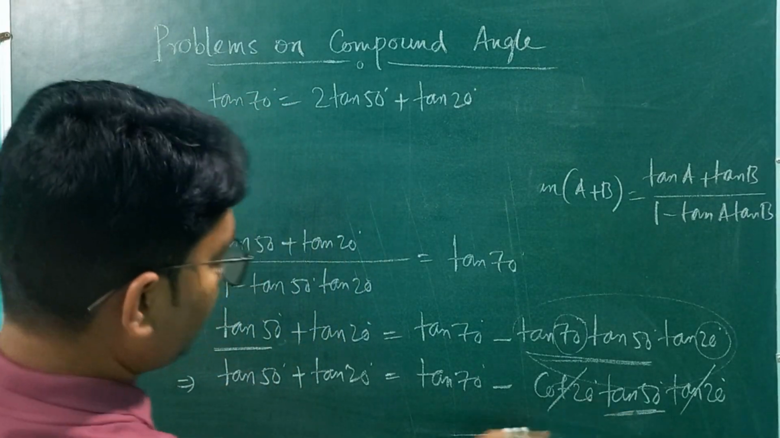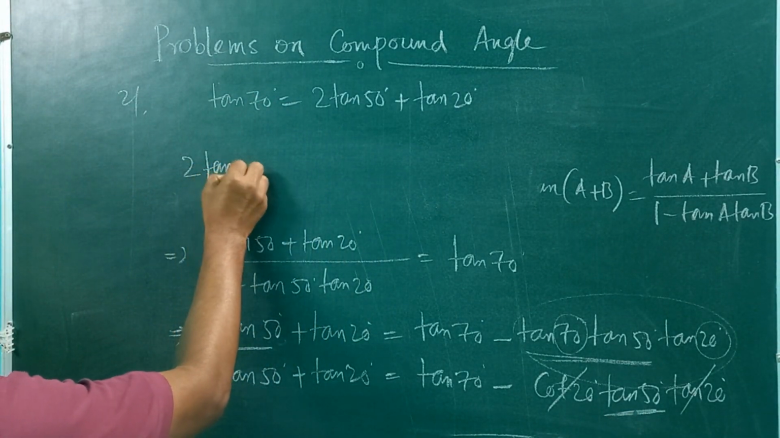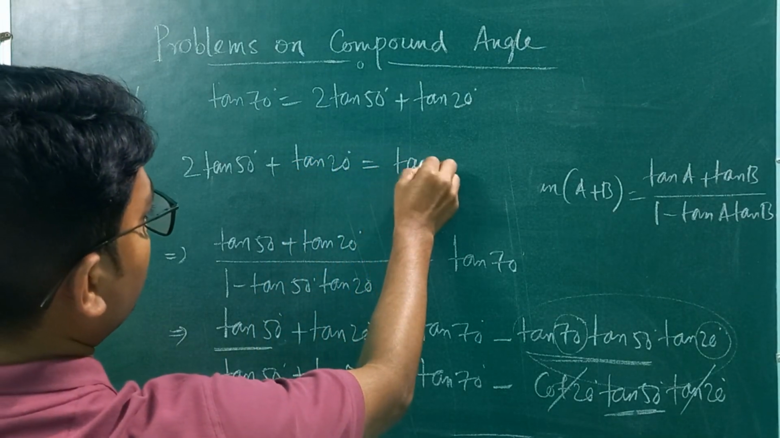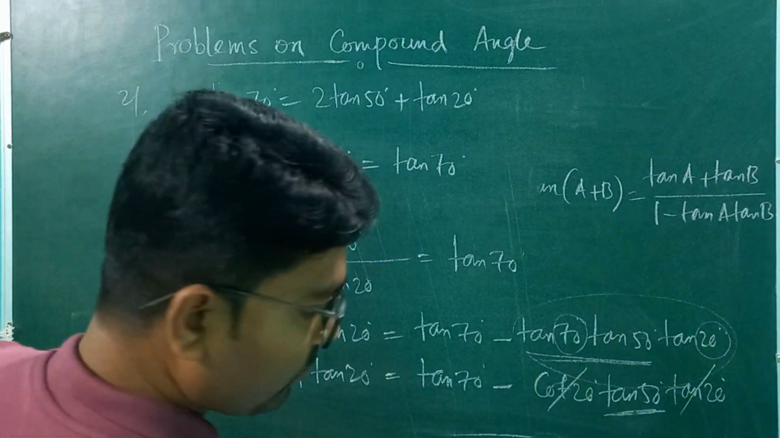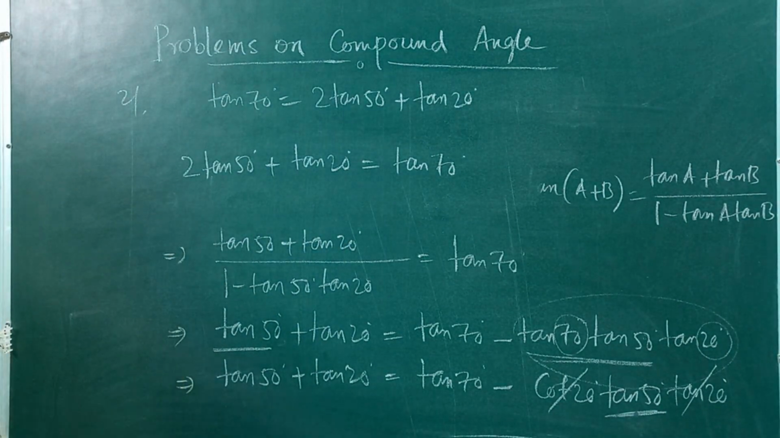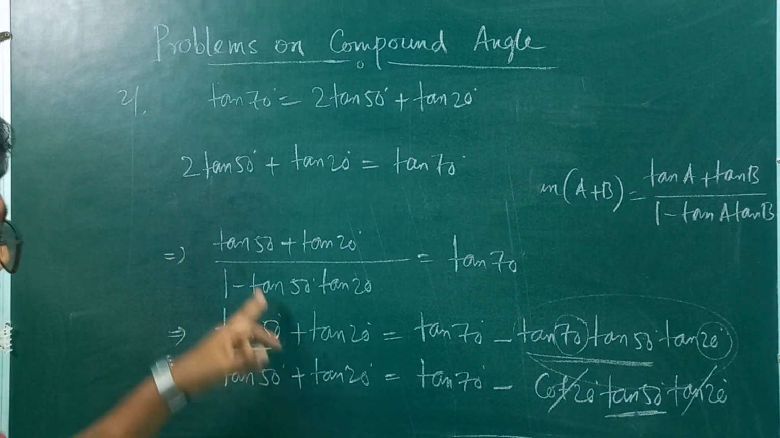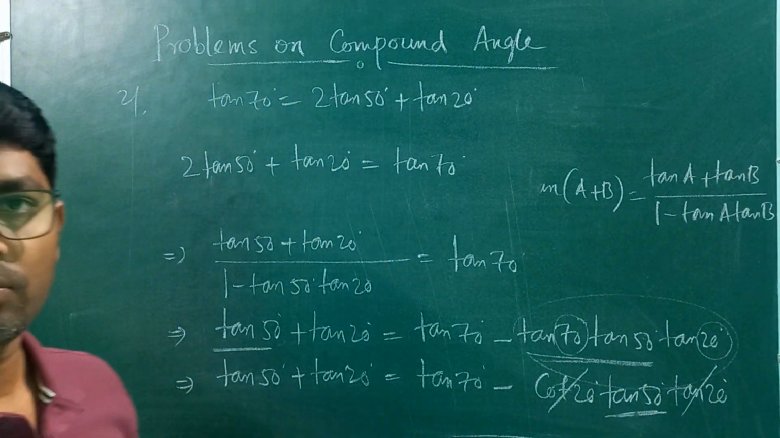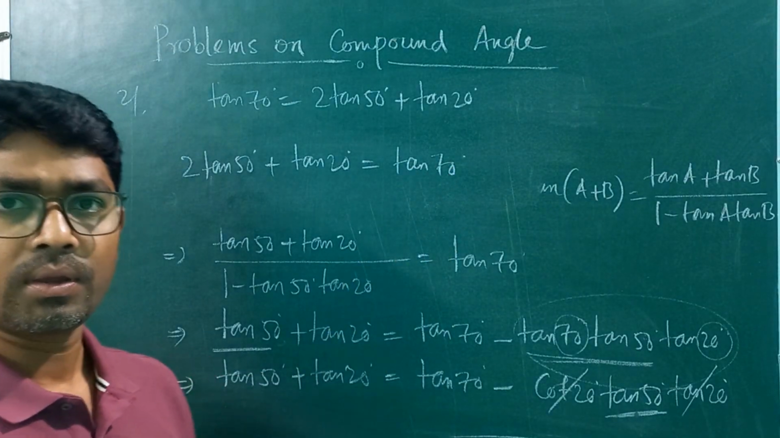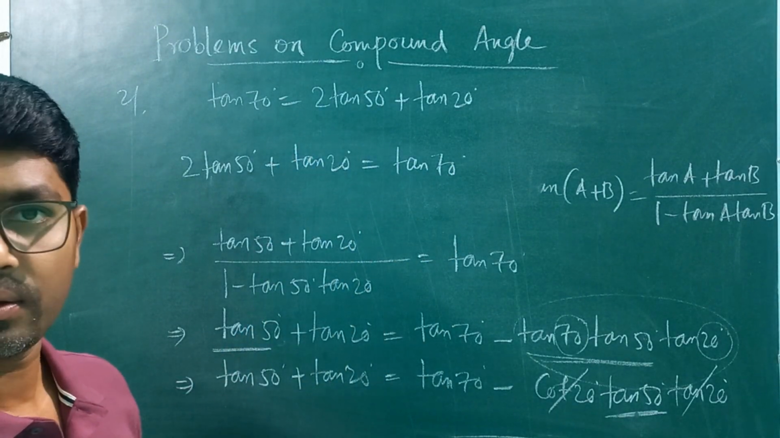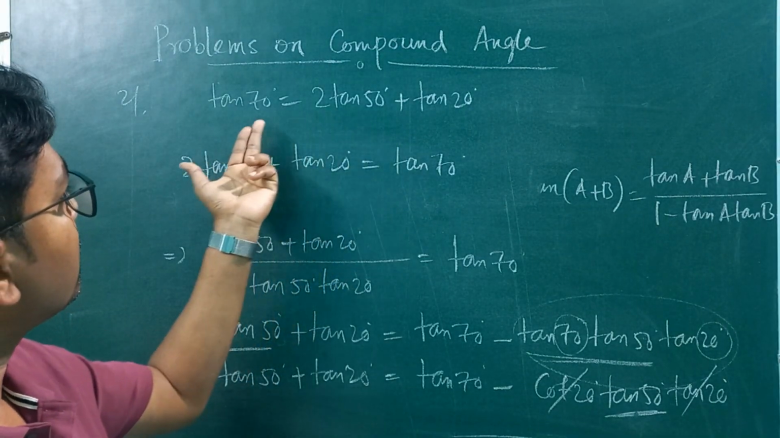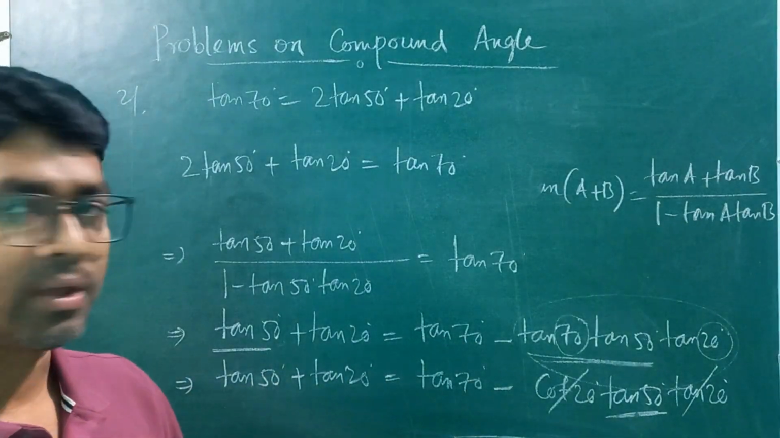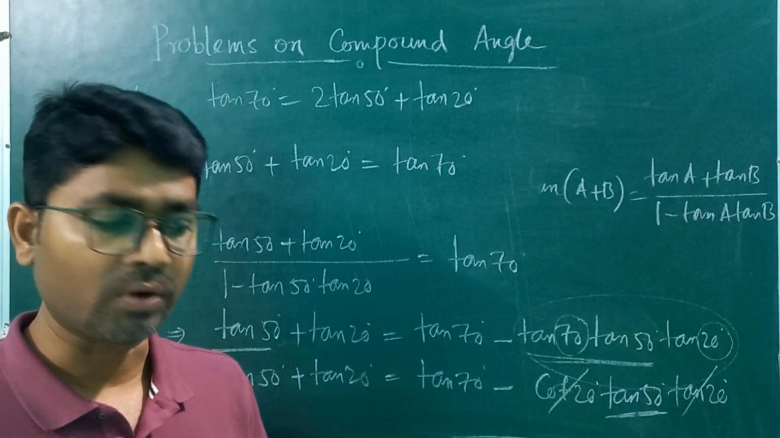If you shift this tan 50 to the left hand side, you have got 2 tan 50 plus tan 20 equal to tan 70. So is it clear to everyone how we approach the problem? Just observe the angles given in the problem, is there any relation between the angles, is the sum of the two angles another angle, then we will apply the formula of tan, simple calculation, and you will get our required result.